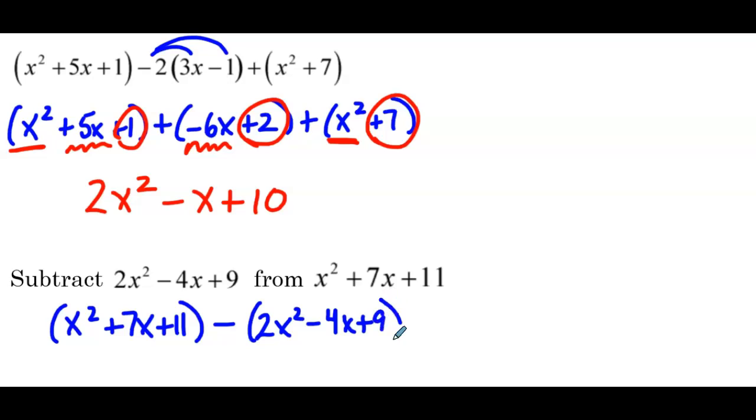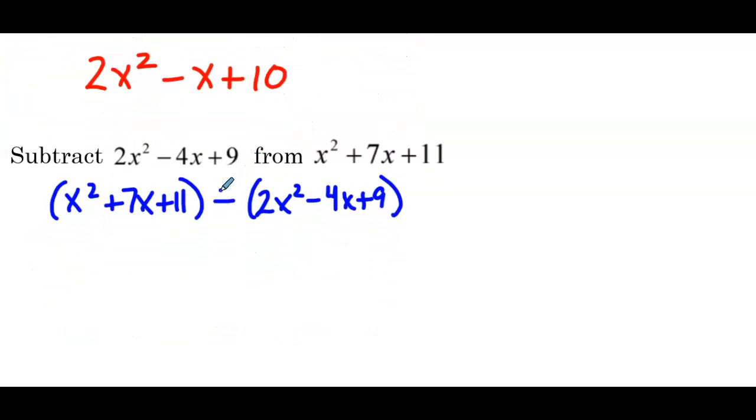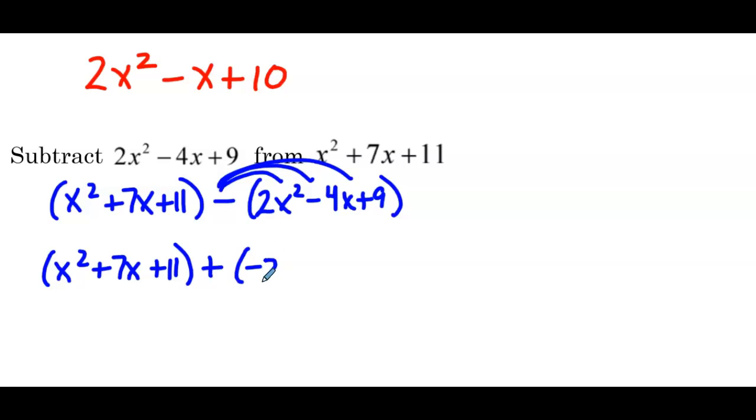And especially because it's a subtraction problem, it's going to be really important that we keep each polynomial inside a set of parentheses. Now our first step is going to be distributing that negative 1 to each term of the trinomial. So that's going to give us x squared plus 7x plus 11. And then we have plus negative 2x squared plus 4x minus 9.